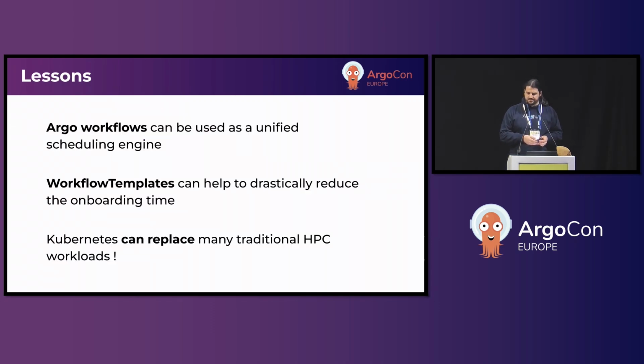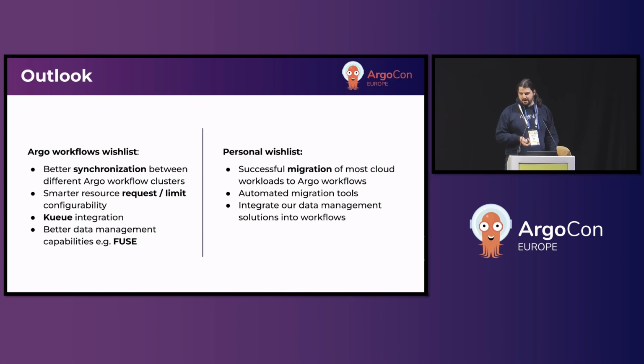So in the end, Argo Workflows for us could be used as a unified scheduling engine. Workflow templates were really, really beneficial for that because it made onboarding time quite easy, because we had a collection of workflow templates for all the stuff we want to do, and so users just need to use them when they are already in place. And Kubernetes can replace, at least in some ways, the HPC workloads we had previously in place.